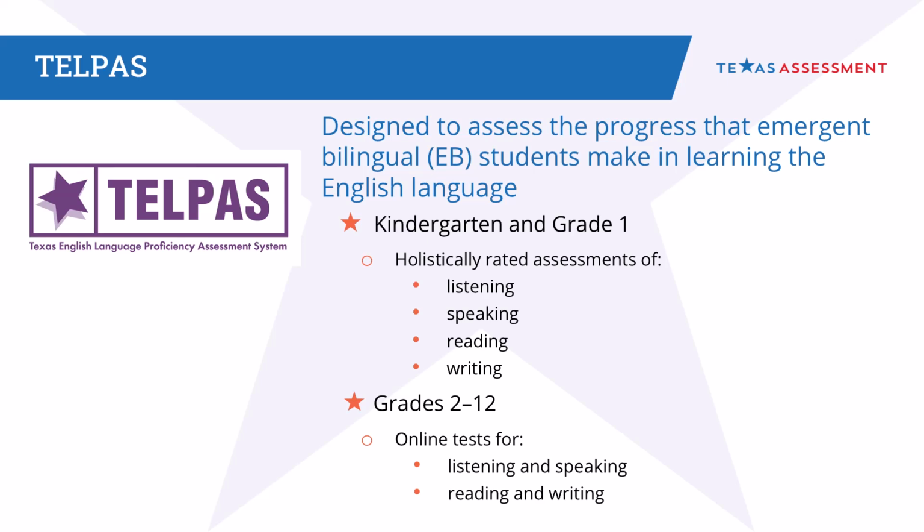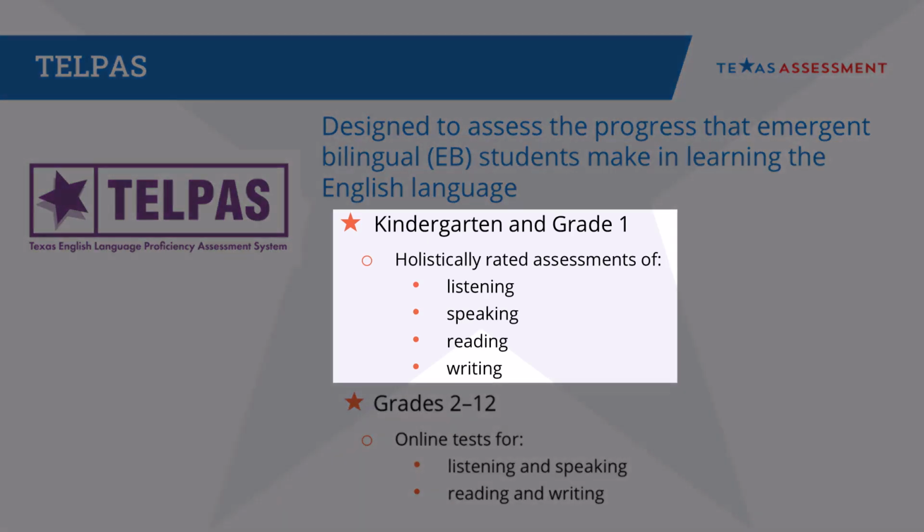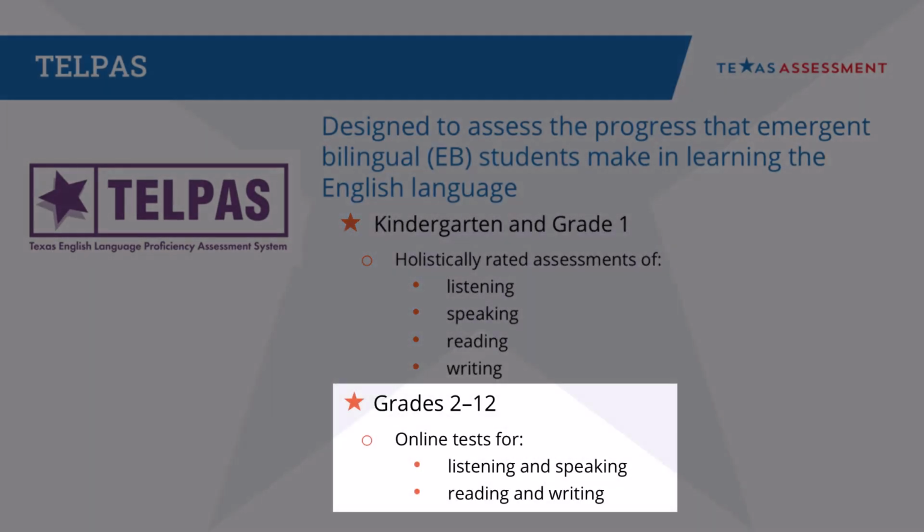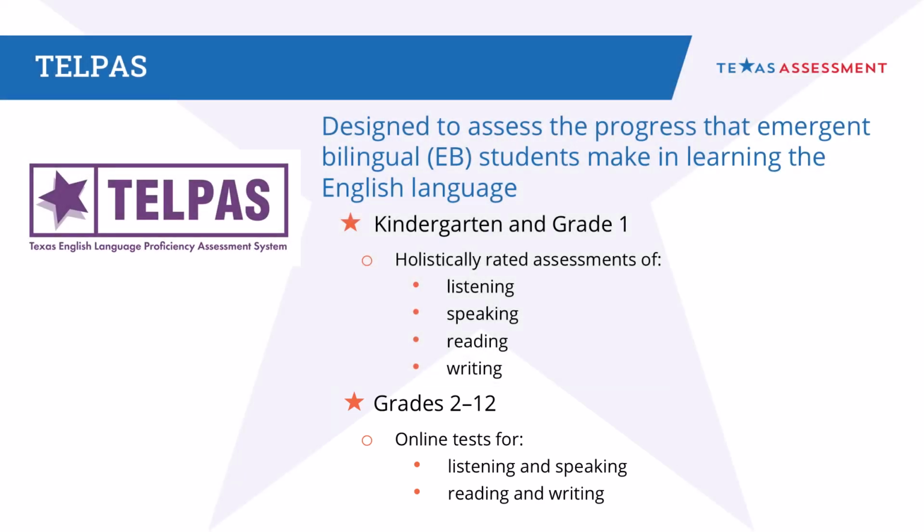Students in kindergarten and grade 1 are holistically rated in the listening, speaking, reading, and writing domains. Students in grades 2 to 12 will take a combined listening and speaking test online and a combined reading and writing test online. Please note that student records must first exist in the Test Information Distribution Engine, TIDE, before student eligibility information can be entered or updated.